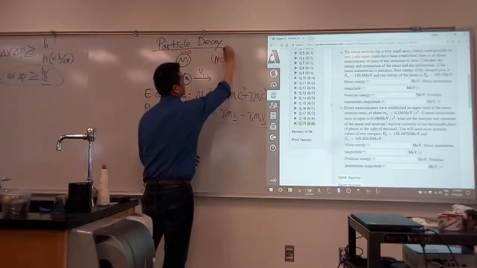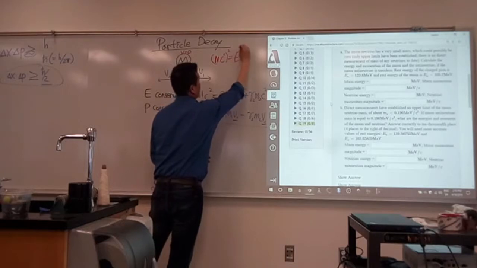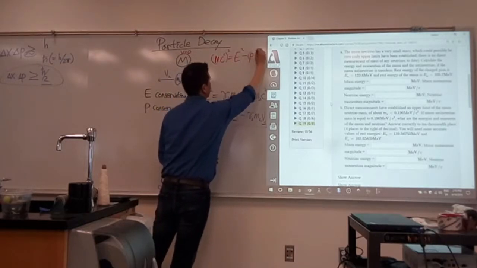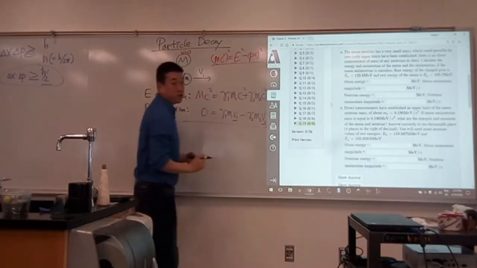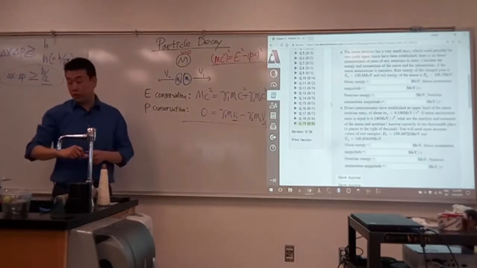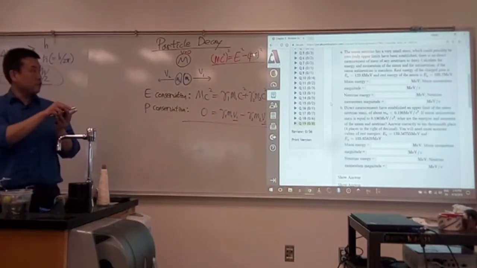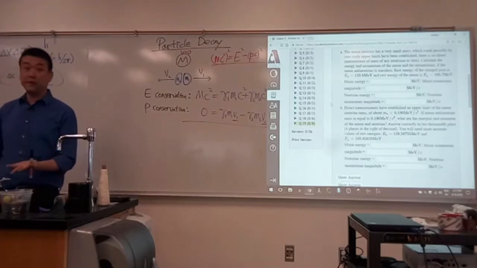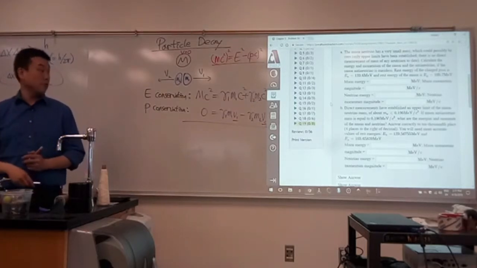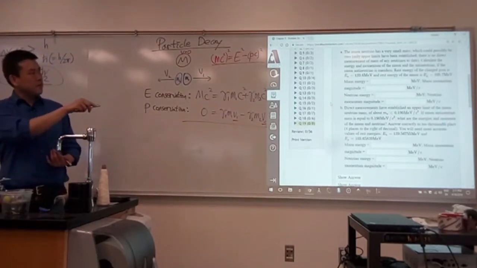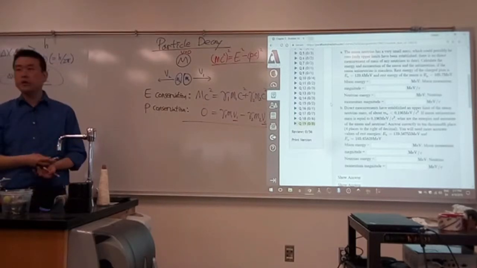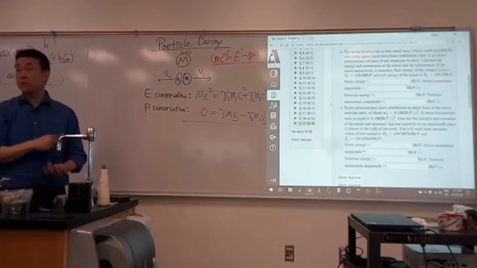mc² equals E² minus (pc)². This is the energy-momentum relationship. It is a way to relate momentum to mass and energy without involving any gammas or v. So this would be especially useful if you are somehow given the energy and the momentum of the particles.